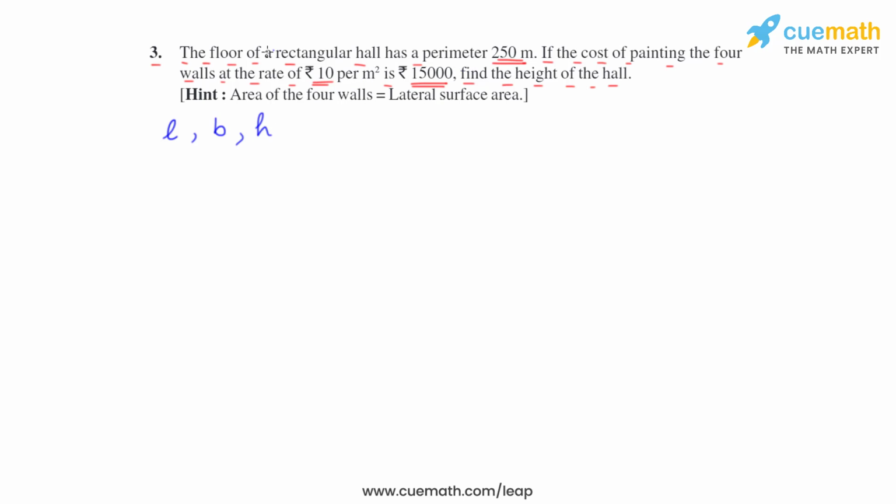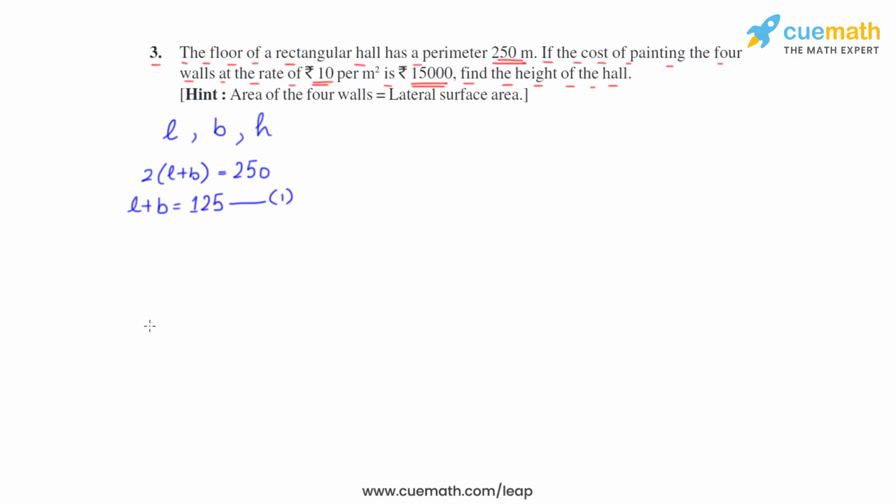It means the perimeter of the rectangular floor is 250 meters. We know that the perimeter of a rectangle is 2 into length plus breadth. So this is given as 250 meters. We can divide both sides by 2 and we will get L plus B is equal to 125. So from here we get an equation. This is equation 1.